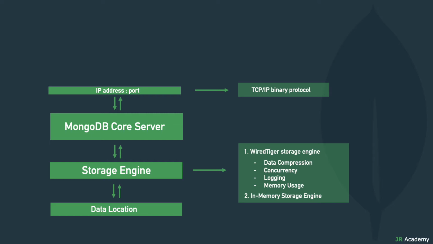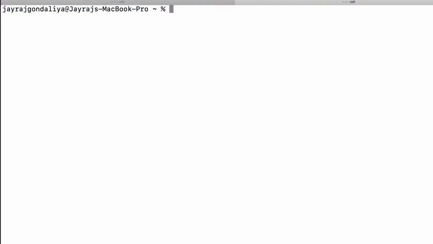But someone needs to communicate with this core server and send commands over the network. And for that, we use the Mongo shell. So the Mongo shell is an interface from where a user can communicate with the server, and it was originally developed in JavaScript.